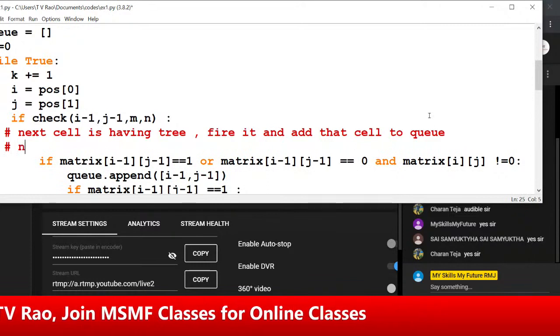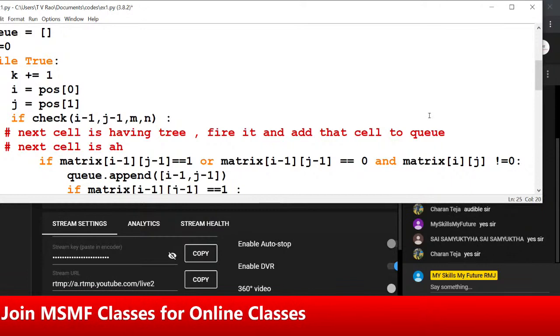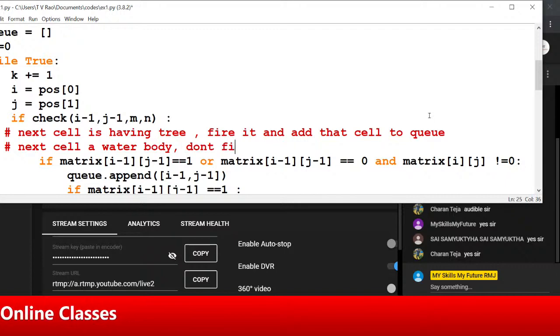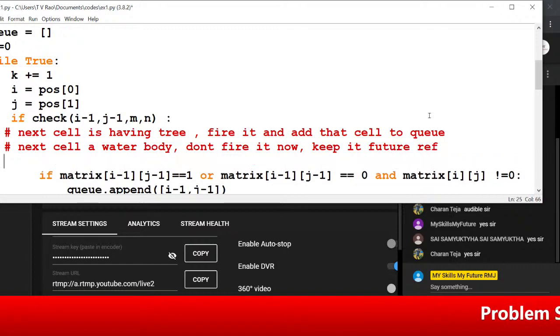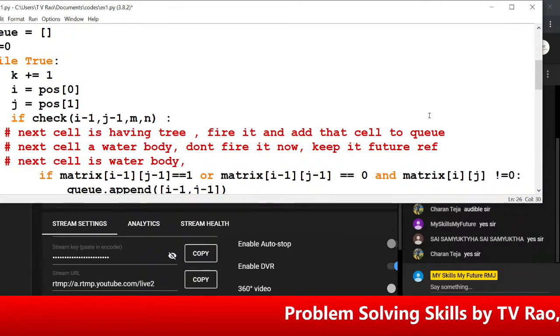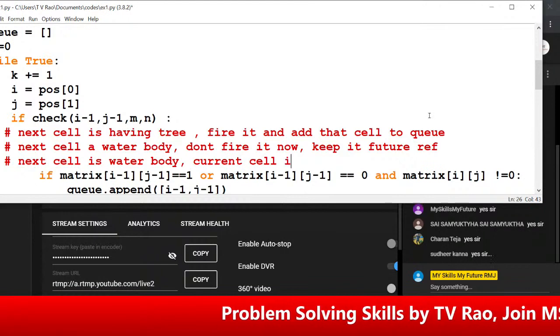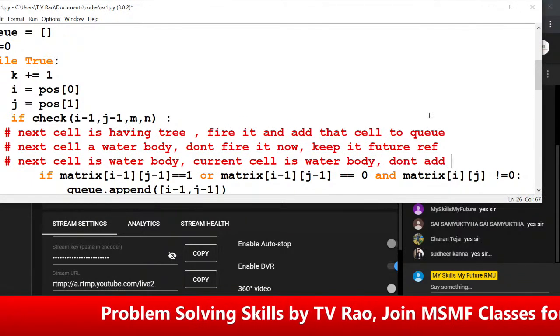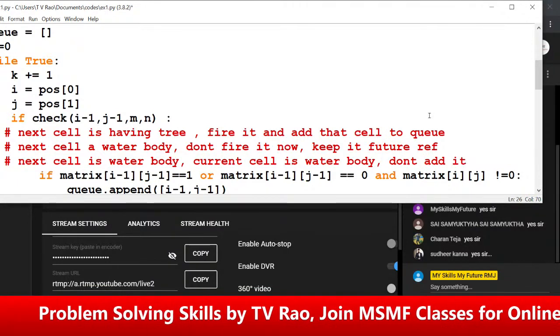Next, if next cell is a water body, don't fire it now. Okay, keep it for future reference, because next may be tree. If next cell is water body and current cell is also water body, then don't add it to Q. Okay, so this is the logic.